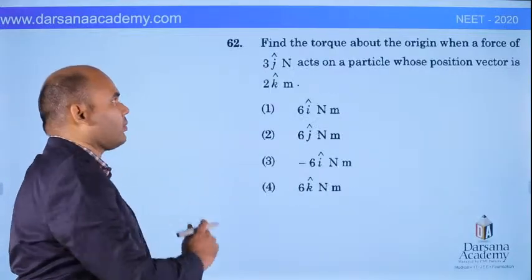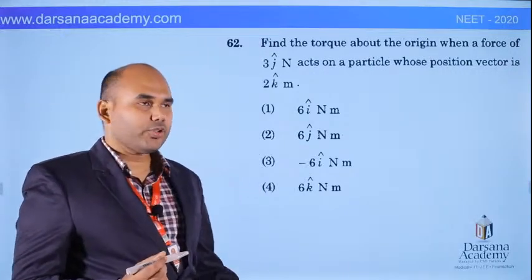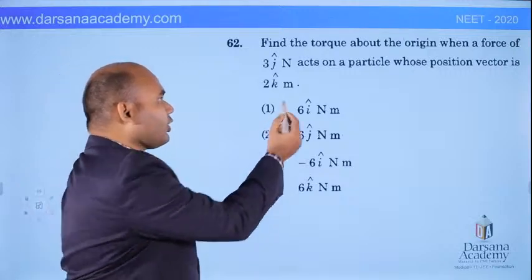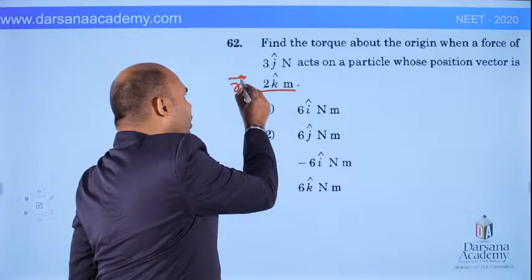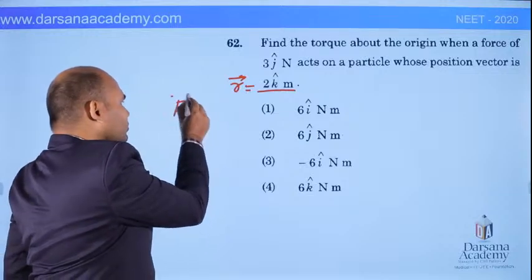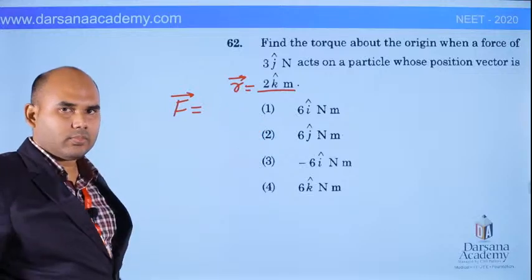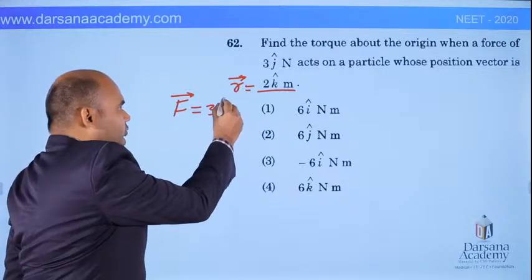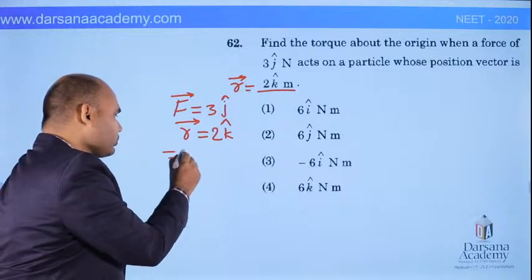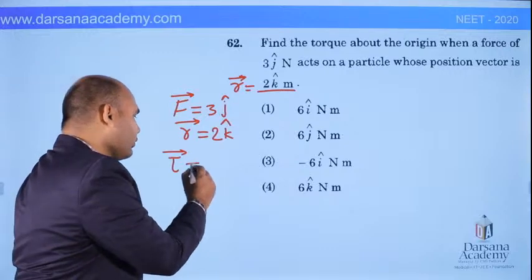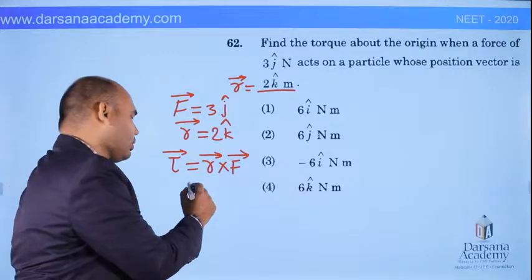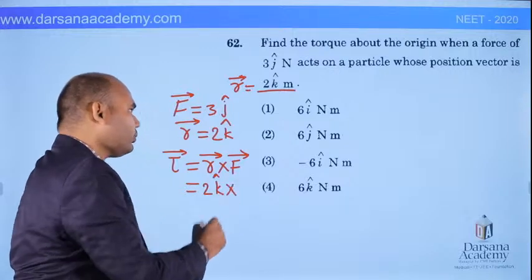So next problem. This is a very simple problem. Here the position vector r is given, and the force is given. The force is 3 j cap and r is 2 k cap. You have to find the torque. You know torque is r cross F, a cross product of two vectors, so here it is 2 k cap into 3 j cap.